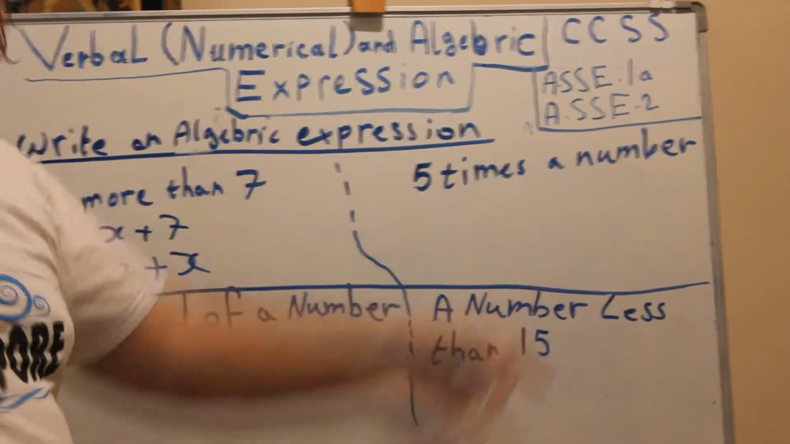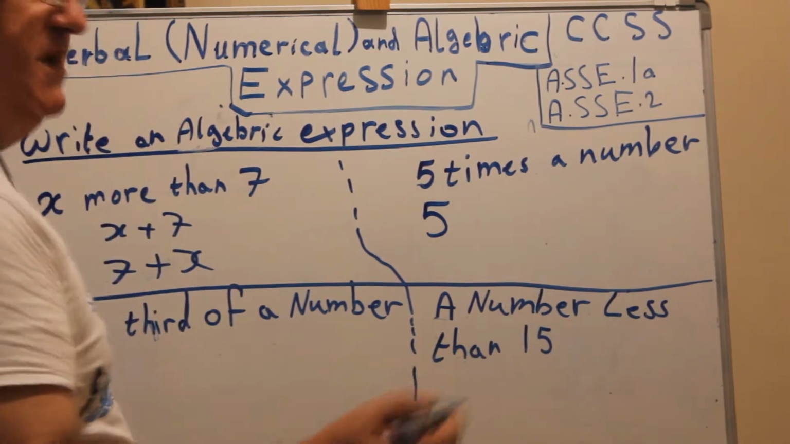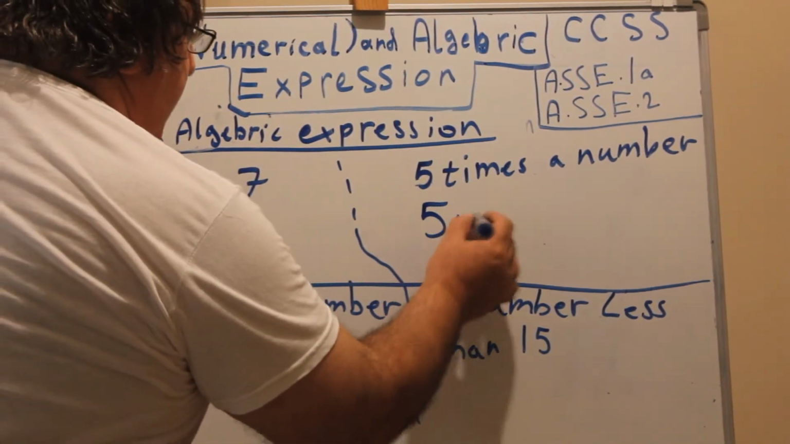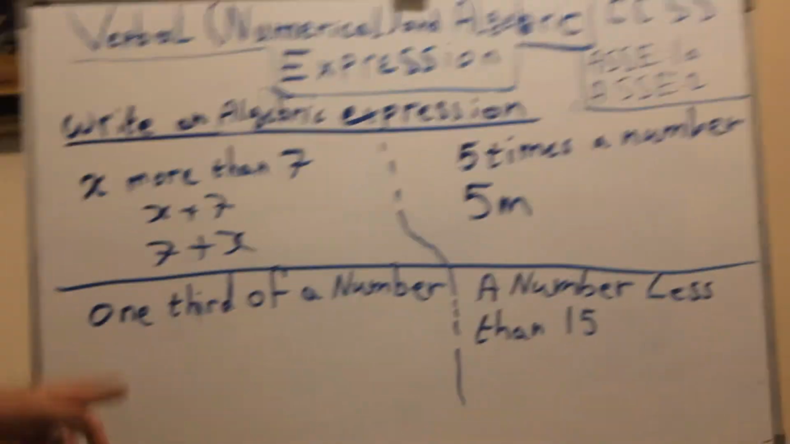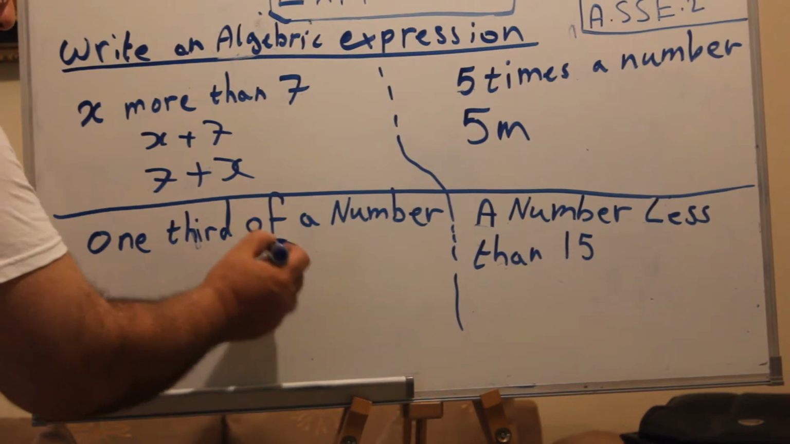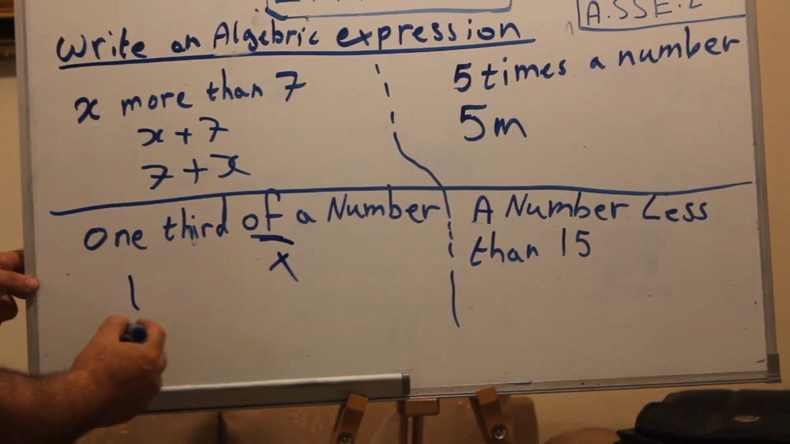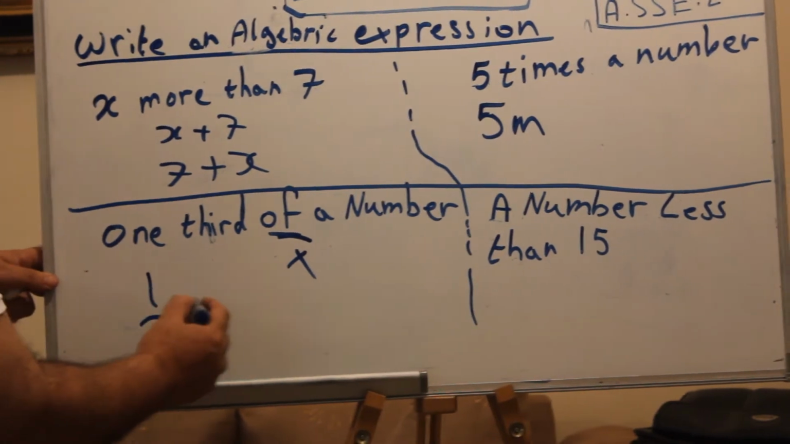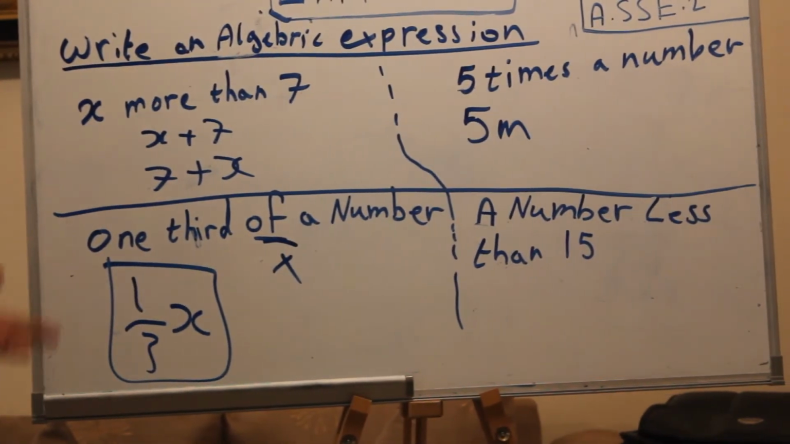5 times a number. Let's say the number is m, so 5 times m is 5m. 5m means 5 times m. Here, 1/3 of a number. Of means multiply, always. Be careful. So 1/3 of a number x. This is our answer.